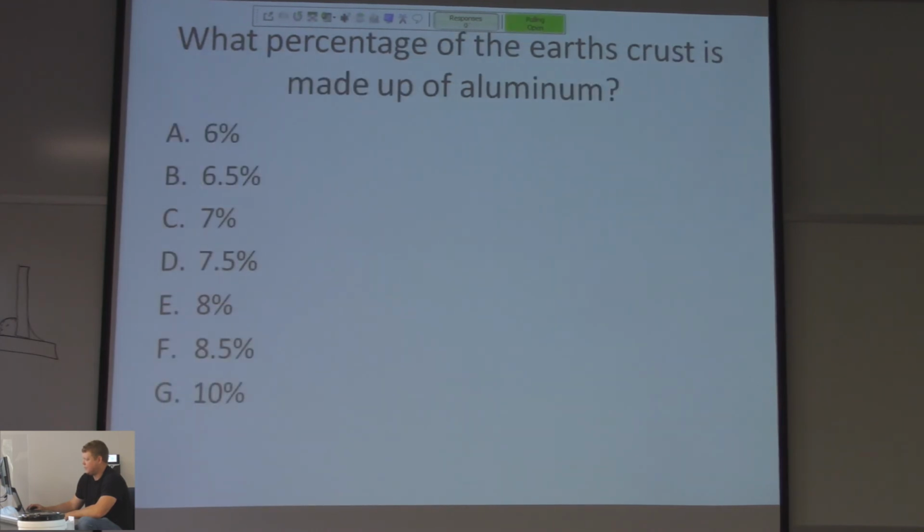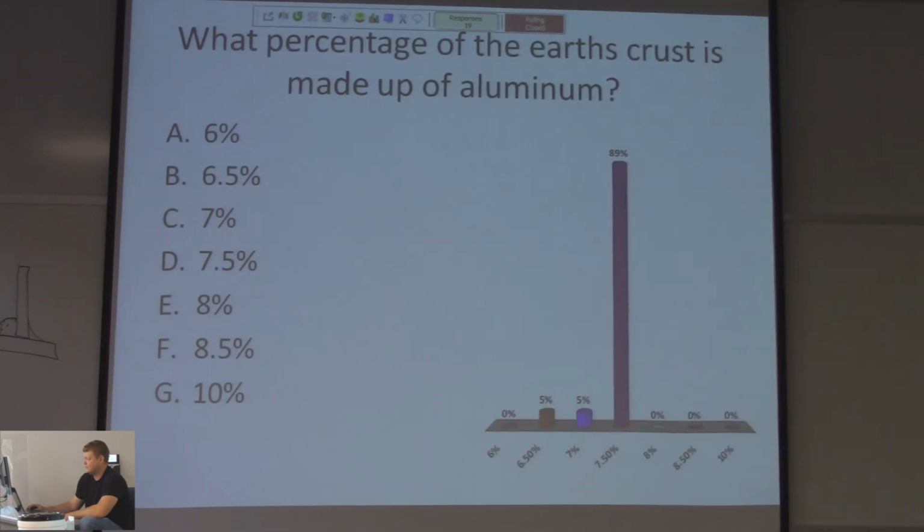What percentage of the Earth's crust is made up of aluminum? 6%, 6.5%, 7%, 7.5%, 8.5%, or 10%? 89% of you are correct, 7.5%. It's a big percentage, right?